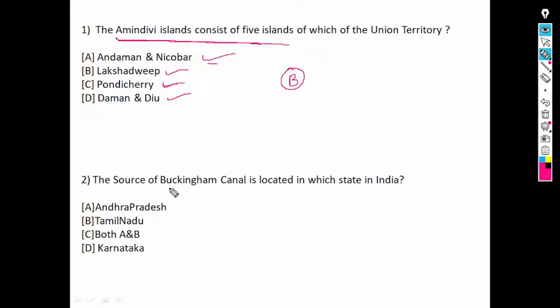Next, the source of Buckingham Canal is located in which state in India? Andhra Pradesh, Tamil Nadu, both A and B, and Karnataka. The source of Buckingham Canal is located in your Andhra Pradesh and Tamil Nadu. It is both. We can go for C, both.